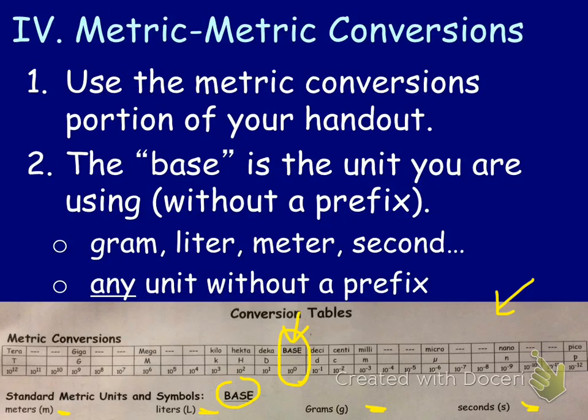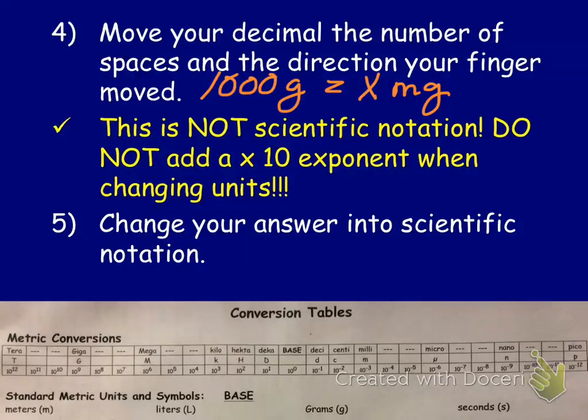A prefix are all these other things. Deca, hecta, kilo, centi, milli, and so on. Those are all prefixes. So we would have deca and base. So deca, a base is liters, like decaliters. Or kilo, a base unit is grams right here. So kilograms. So kilo is the prefix, grams is the base unit.